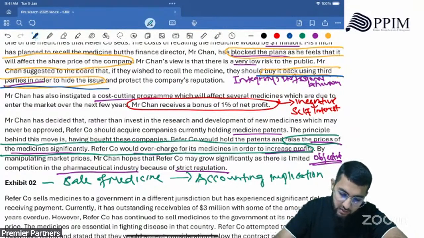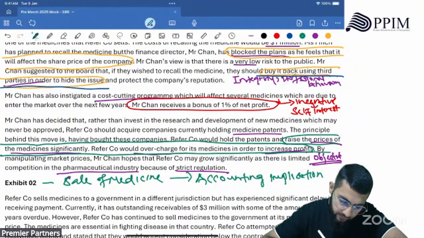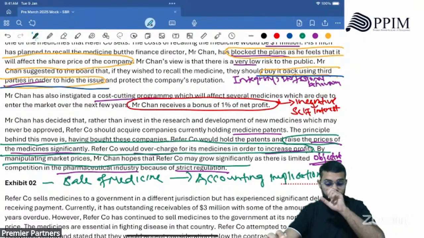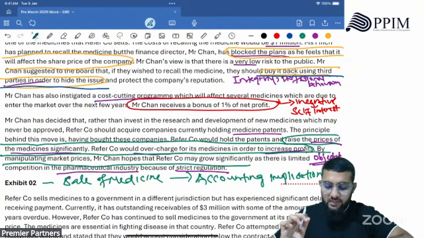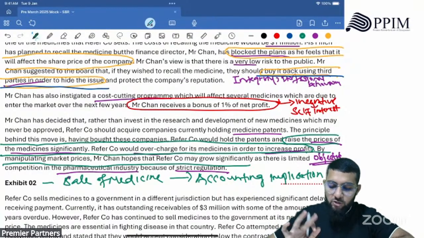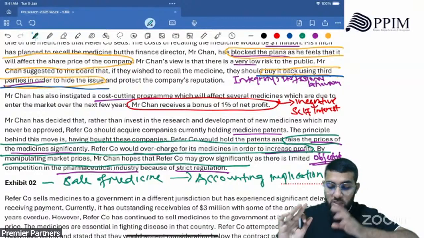And then another integrity-based issue that comes in, or objectivity. You can continue with the objectivity section itself, the entire part. Grow significantly. And all this is happening, we know, because of the incentive that is the self-interest threat due to 1% of net profit, where growth is very important.